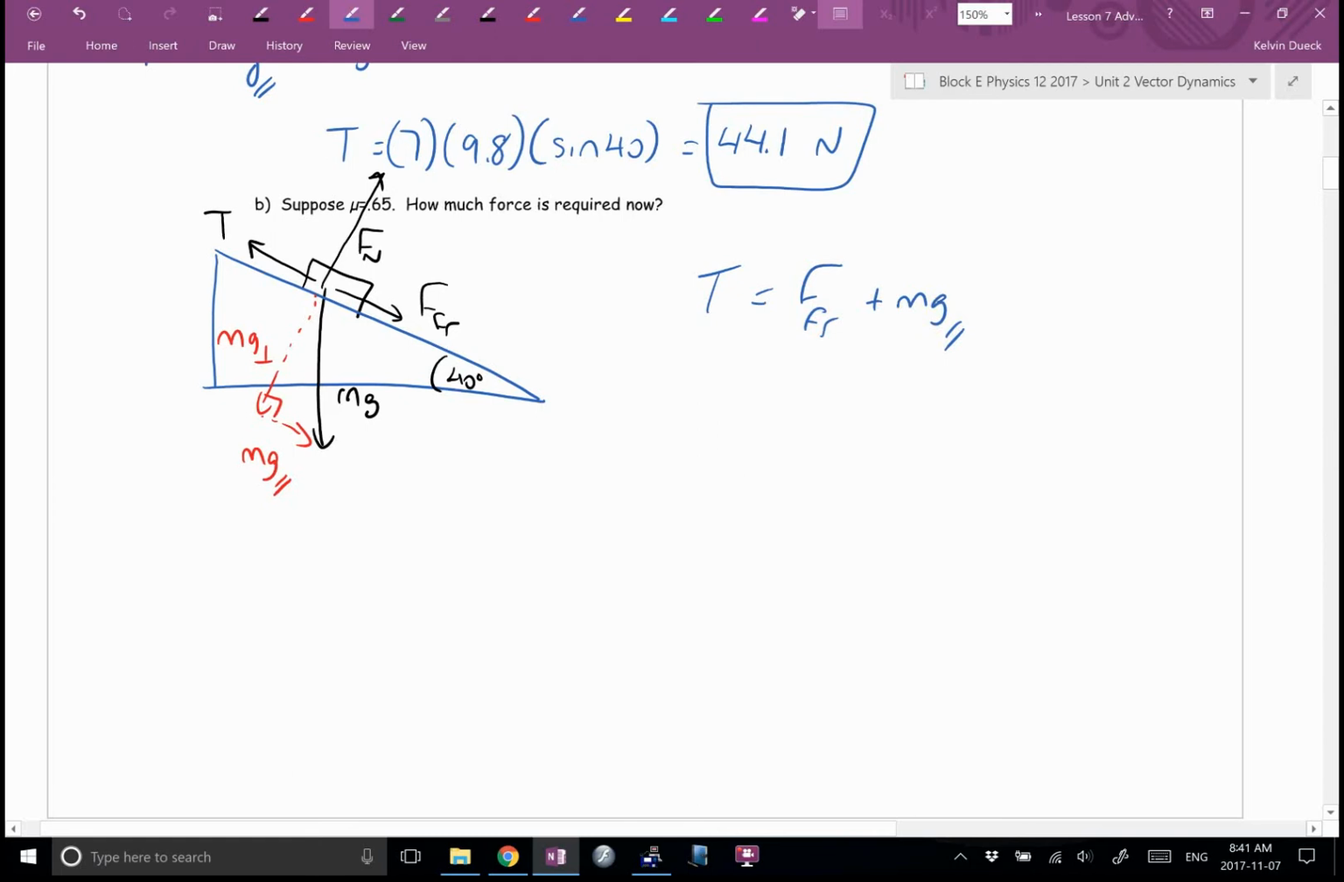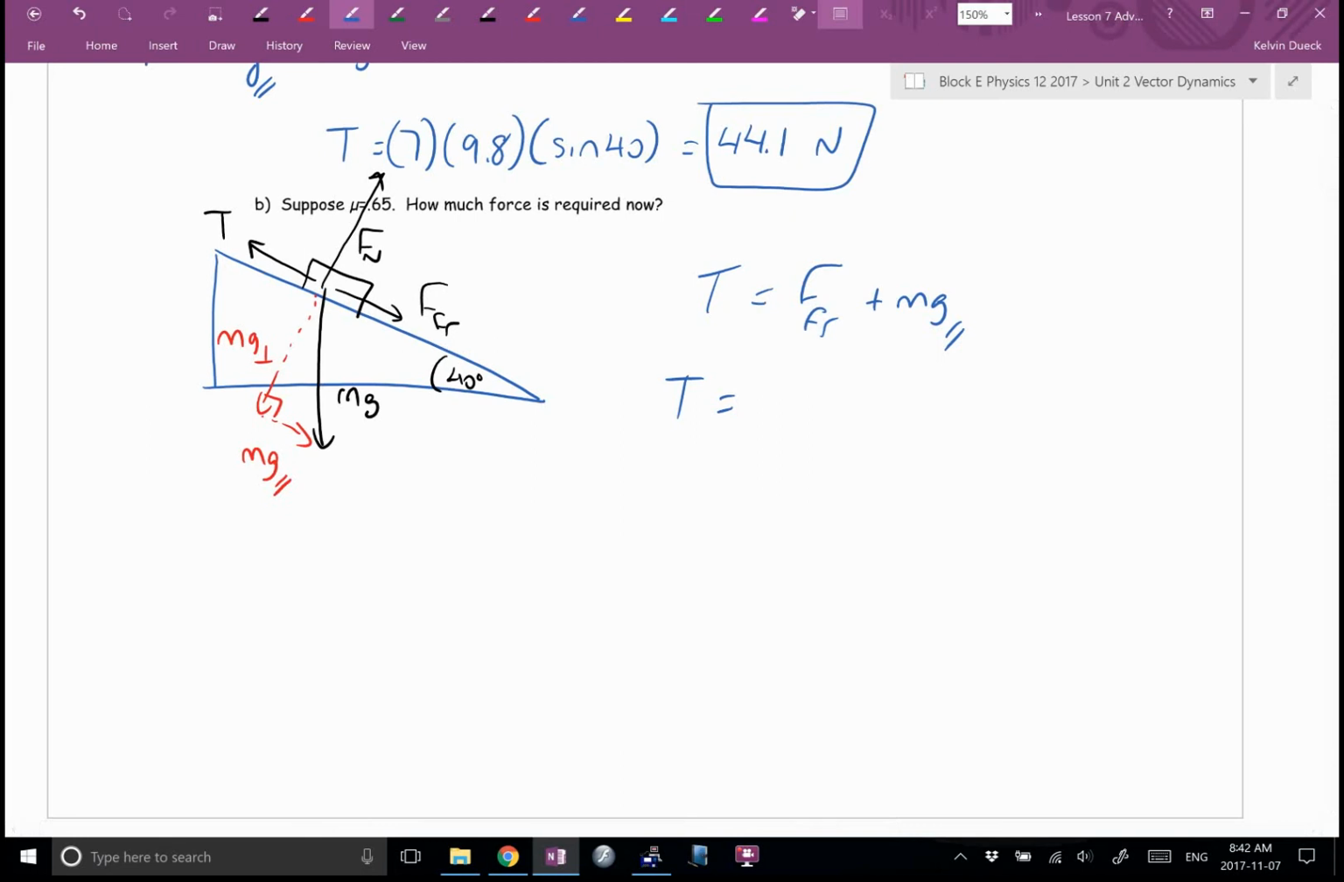Yep. It's winner minus loser, but winner minus loser equals 0. So really you can say all the winners equal all the losers. We'll call up the ramp the winner, because it's moving up the ramp, T, and anything down the ramp will be the losers. There's 2 of them this time, friction and mg parallel. Then we would say to ourselves, this hasn't changed from physics 11, friction is what times what?